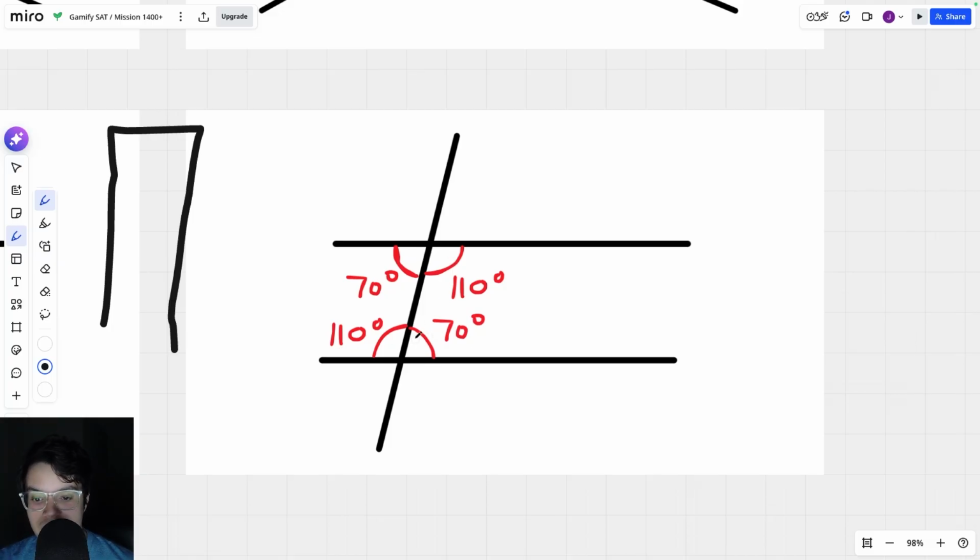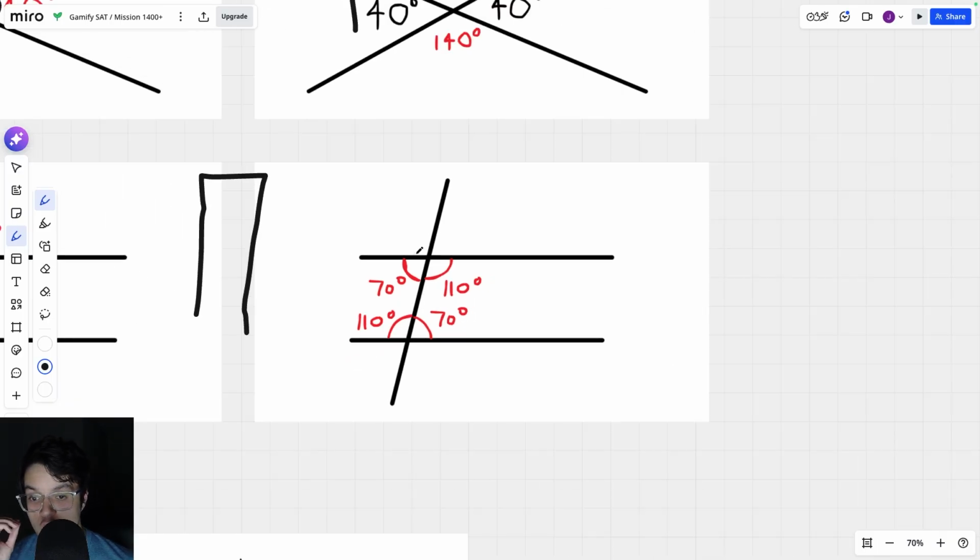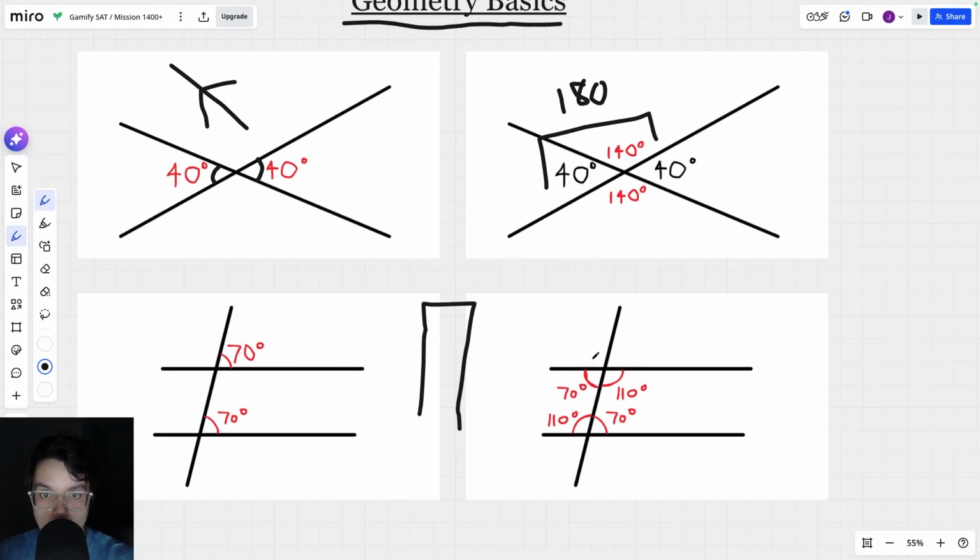But in addition to that, you can take this angle and say it's the exact same thing as this angle up here. These both must be 70 degrees. And likewise, these both must be 110 degrees. The thing to know about all four of these things is that it just always must be true.